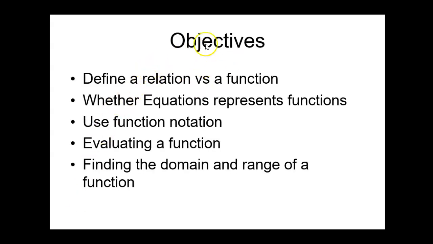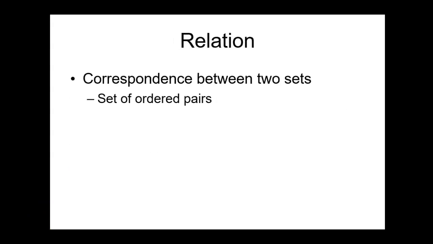So here are our objectives. The first thing we're going to do is define a relation. A relation is going to help us define a function. So define a relation versus what a function is. Determine whether equations represent functions. Use function notation. And then in our next section, we're going to evaluate a function and find the domain and range of a function.